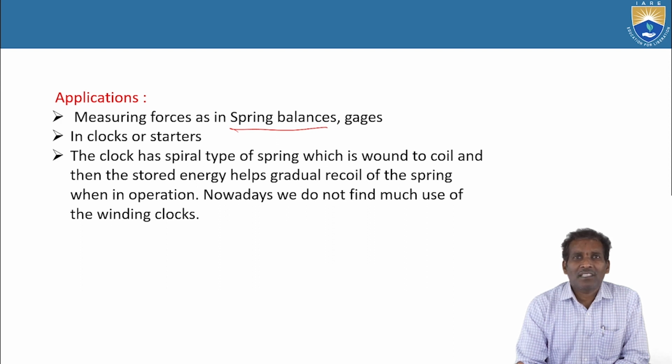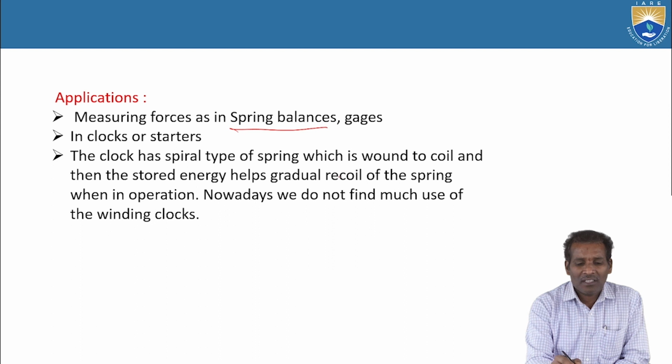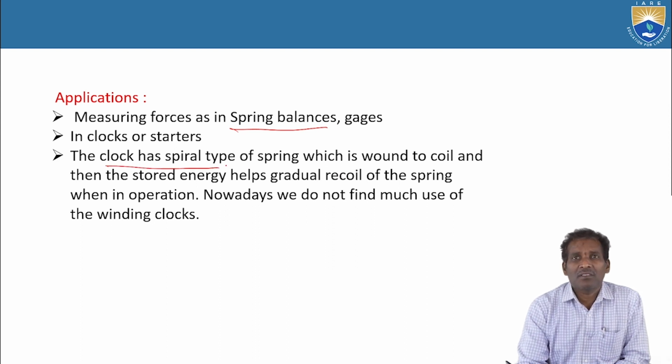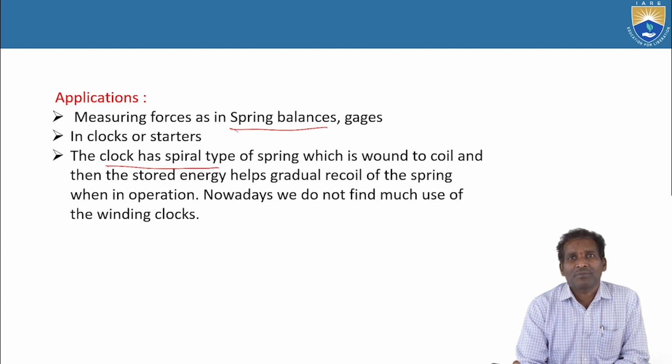The clock has a spiral type of spring which is wound into a coil, as I already told you in the previous slide. The stored energy helps gradual recoil of the spring when in operation to run the watch. Nowadays, we do not find much use of winding clocks. These types of clocks are not seen nowadays.